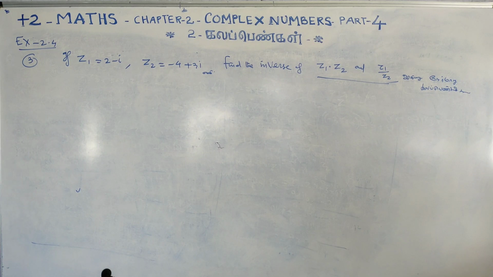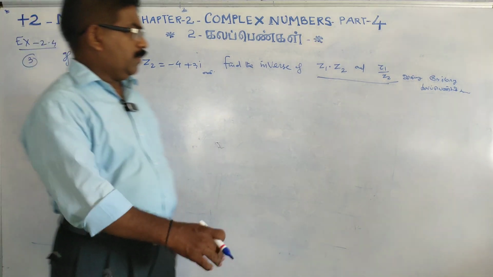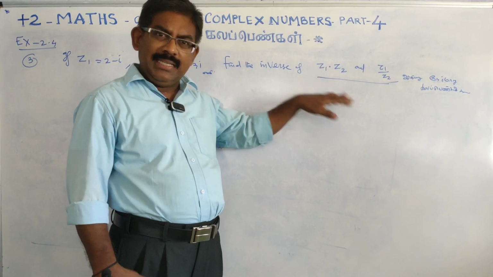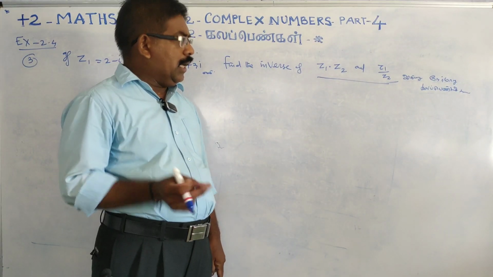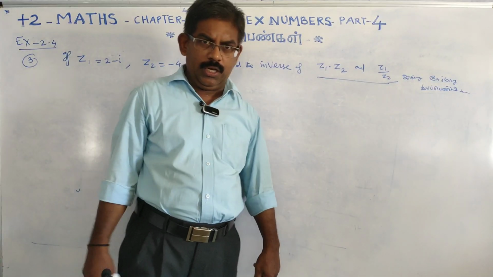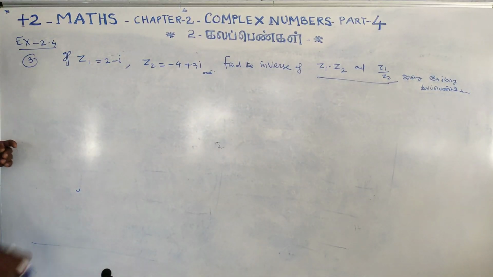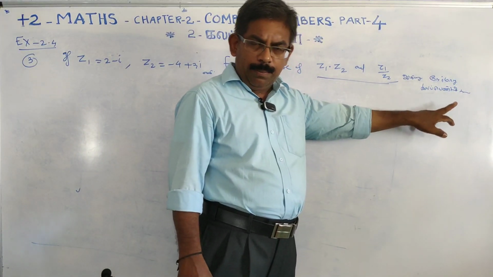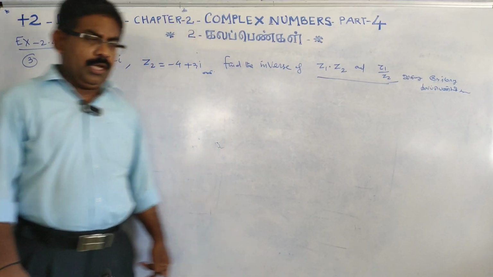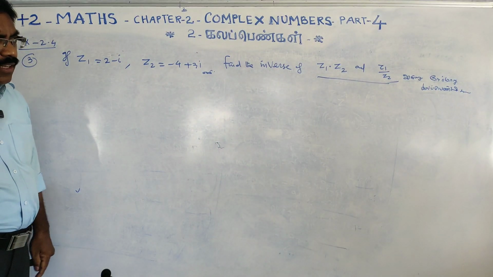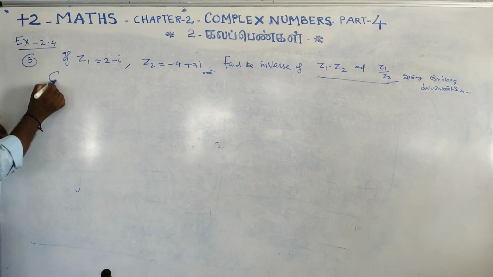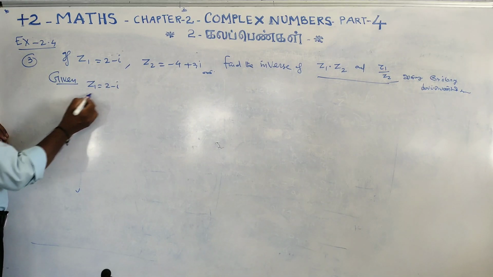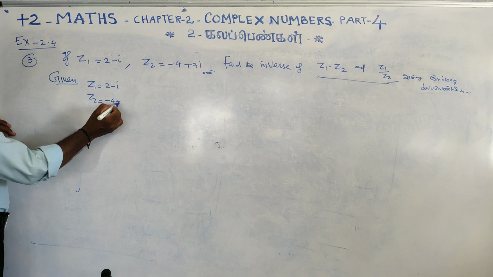Here the inverse means multiplicative inverse. Okay, here the inverse means which type of inverse? Multiplicative inverse. Find the inverses of the complex numbers. Given: 2 minus I and minus 4 plus 3I.